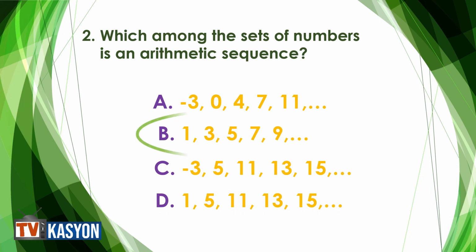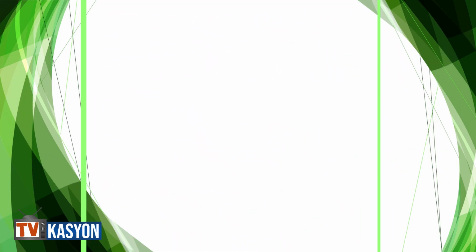The answer is B. 1, 3, 5, 7, 9. Because every pair of consecutive terms has a common difference of 2, while the sequences in letters A, C, and D have no common difference among the pairs of their consecutive terms. Thus, the answer is B. Good job! You're doing great!